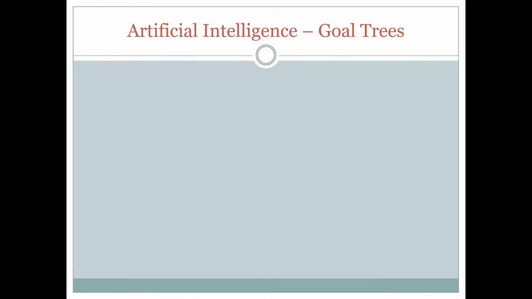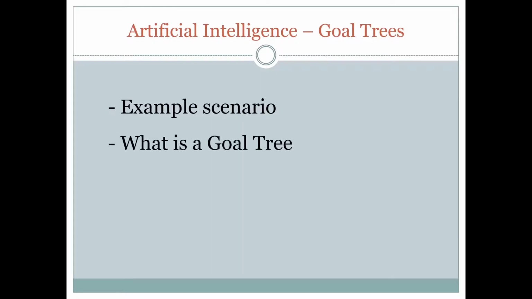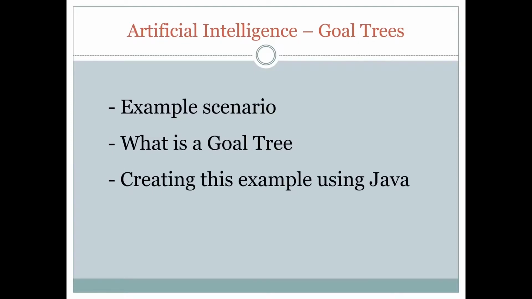This is Andy, and today we're talking about artificial intelligence, specifically goal trees. We're going to start off with an example scenario just so we can understand exactly what we're talking about. Then we're going to talk about what is a goal tree. And finally, we're going to create the example scenario using Java.